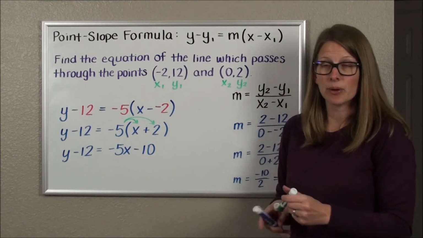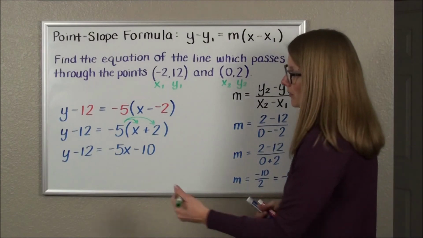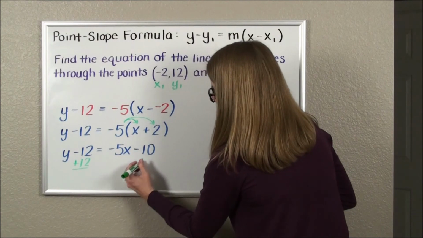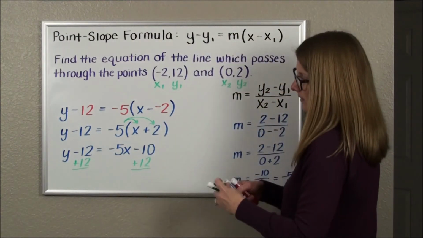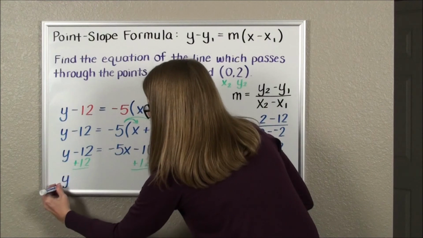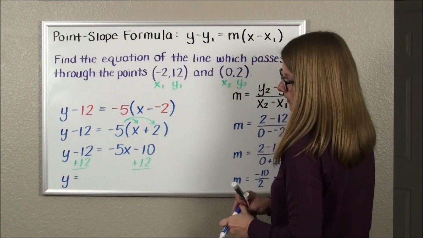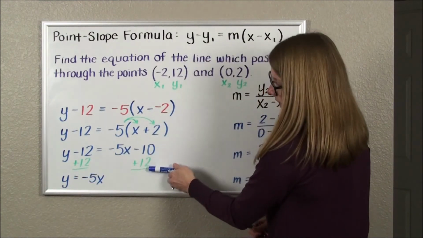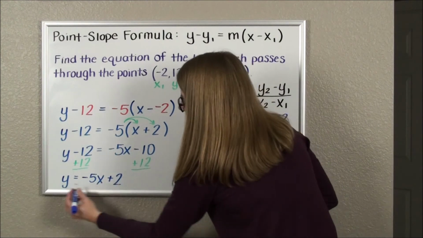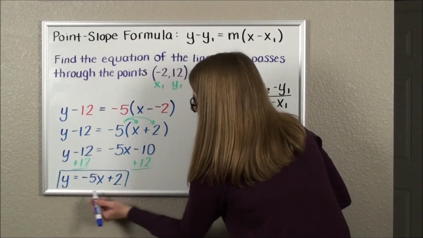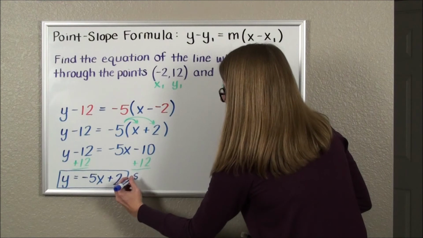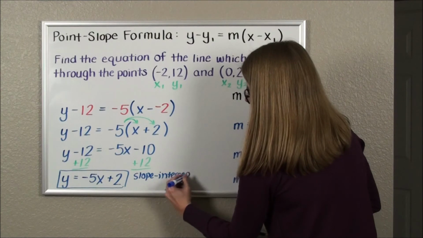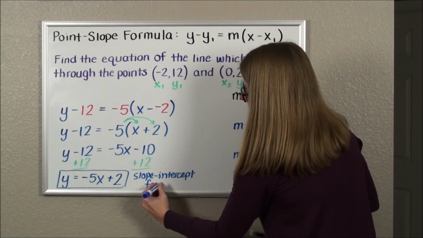And then last for that point slope formula is to isolate the y. We want to move that 12 since it's currently negative. We will add that 12 to both sides. And so now the left is just the isolated y, which we need for that slope-intercept form. And now I have negative 5x, and then negative 10 plus 12 is positive 2. So there is my slope-intercept form for the equation of the line that goes through these 2 points.